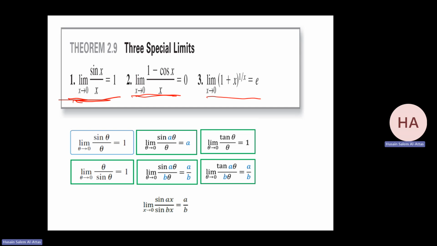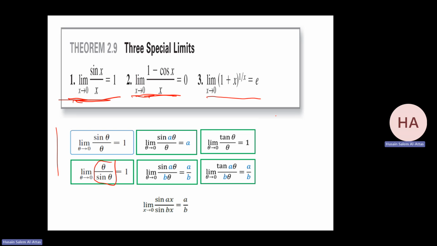Before I continue, I need to be sure that we have these conditions or these cases. If I have sine theta over theta equal to 1, this is the same one. Theta over x is the same. If I have theta over sine theta, the reciprocal of this, it's the same. The reciprocal of 1 is 1. So there is nothing to worry about.